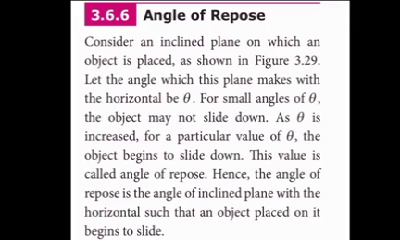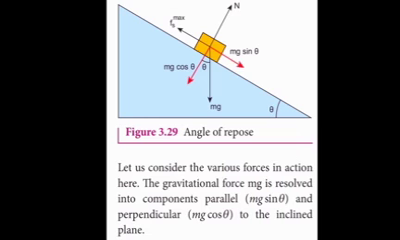The angle at which the object is ready to move from top to bottom is known as the angle of repose. This angle of repose is the angle of the inclined plane with the horizontal at which the object placed on it begins to slide. That is, at the start we place the object for sliding at a particular angle theta. Okay, see this diagram. This diagram represents the angle of repose.